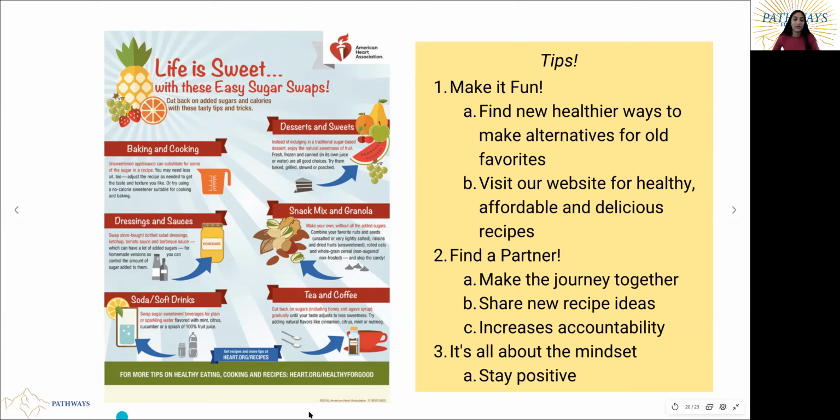So this is a little infographic from the American Heart Association. It just talks about some really quick and easy tips that you can make that'll drastically lower your added sugar intake, but you won't feel like you're missing out on your sweet foods. So you can take a look at this in more depth if you would like.